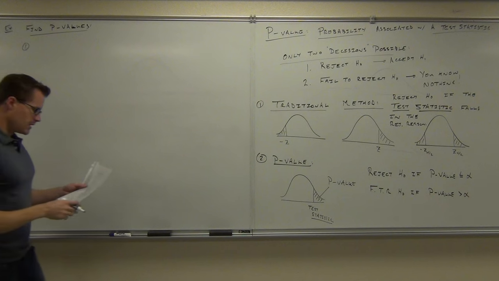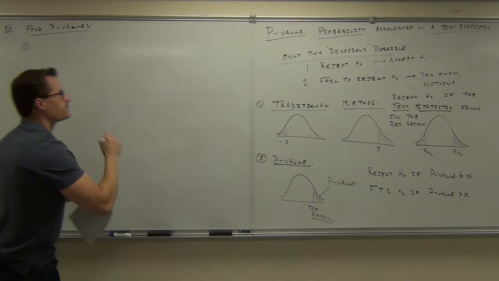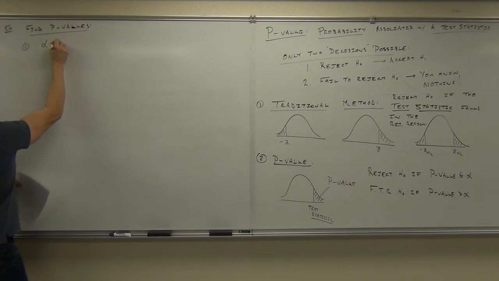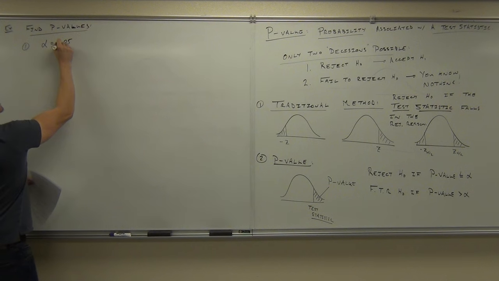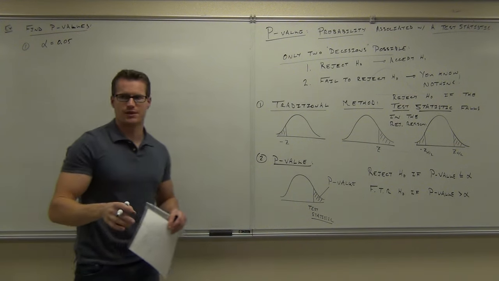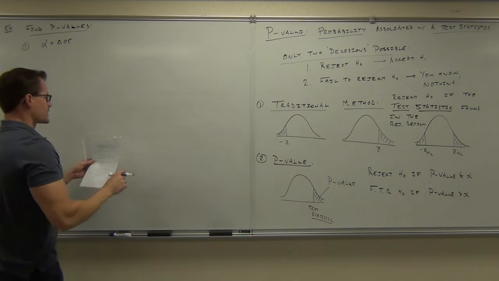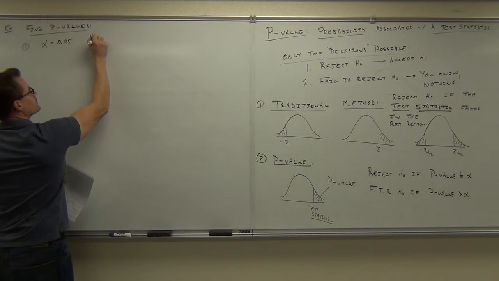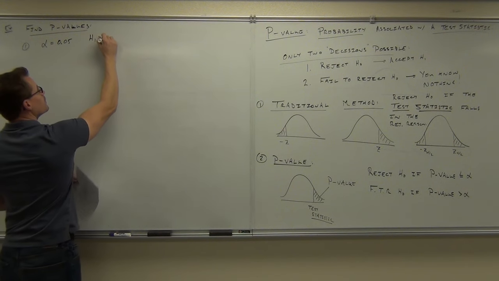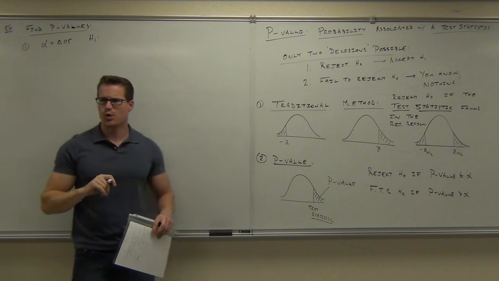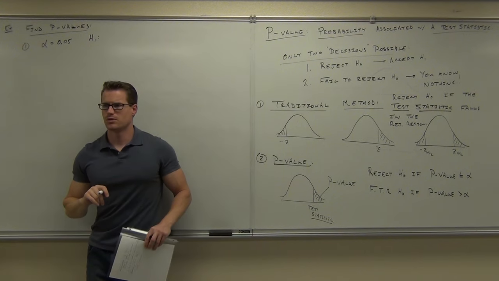Example number one. Let's say that I give you your alpha. Your alpha is 0.05. Okay, so it's just a 0.05 significance level. I say that your H sub 1, by the way, do I have to give you an H sub 1? What do you think?